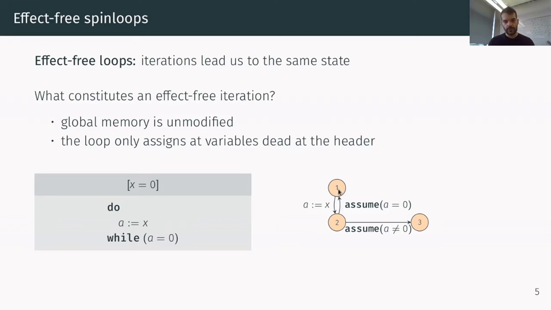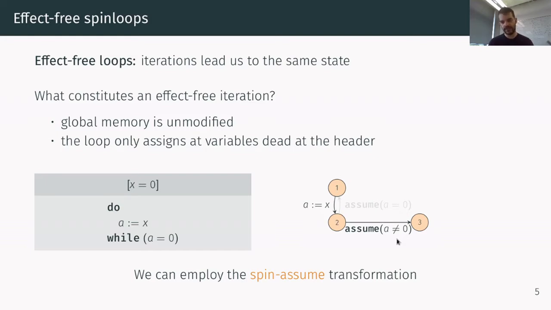So what we can do, and what Saver does to bound this loop using a bound of 1, is that it employs what we call the spin-assume transformation, which effectively cuts this back edge of the loop here and transforms the loop into a read followed by an assume statement. This is essentially the same as bounding the loop using a bound of 1.